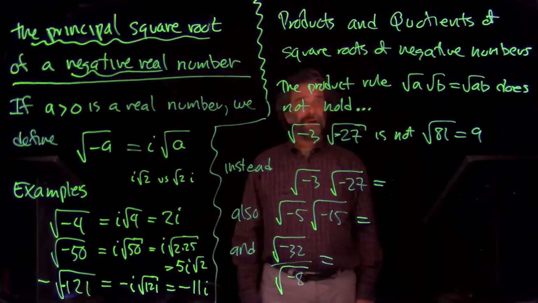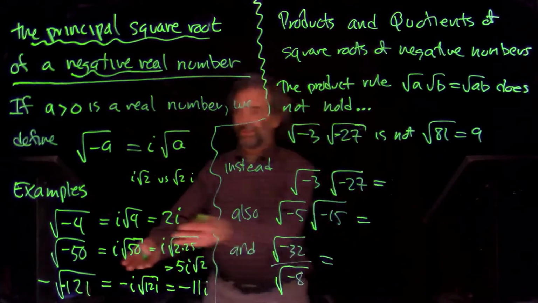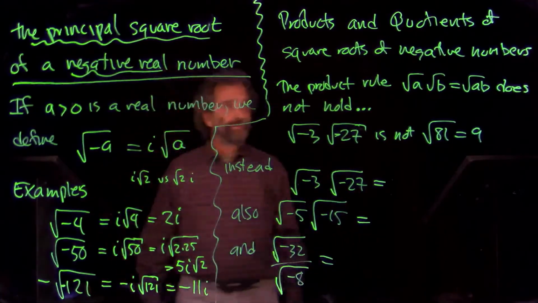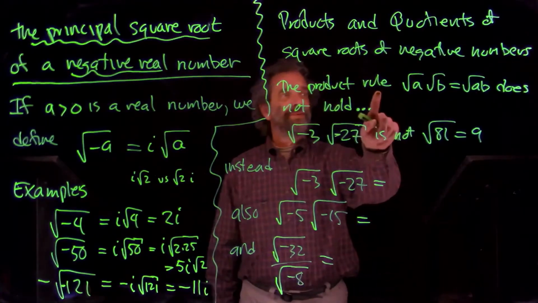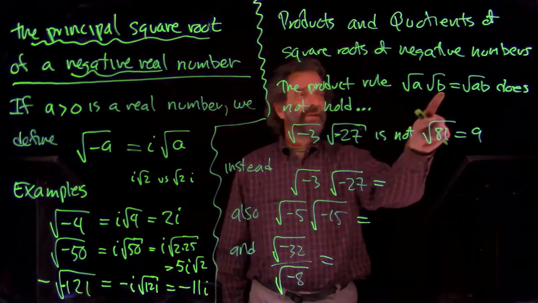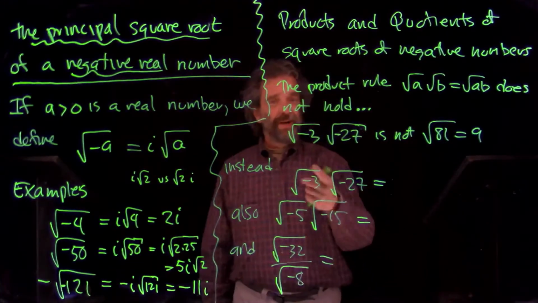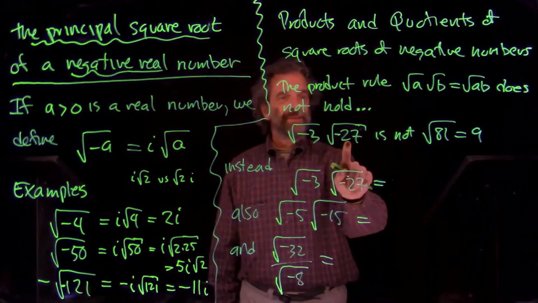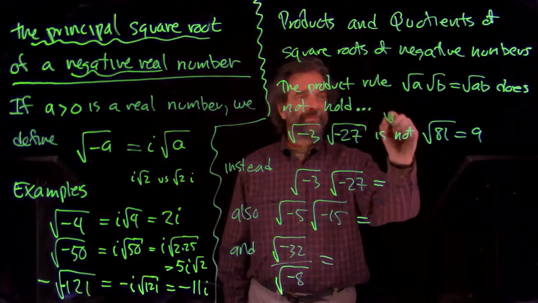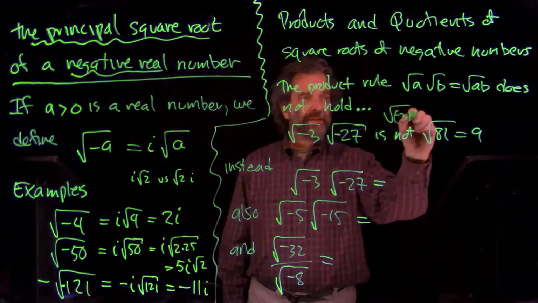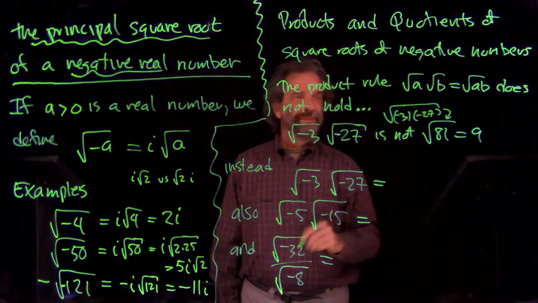And over here we have products and quotients of square roots of negative numbers. Well, these are those square roots of negative numbers we're talking about. And something unusual happens that we have to be careful about. The product rule does not hold for square roots of negative numbers. We'll kind of see why. If we try to use it, the square root of minus 3 times the square root of minus 27 would be the square root of minus 3 times minus 27, like that. But that's the square root of 81. That would be 9.